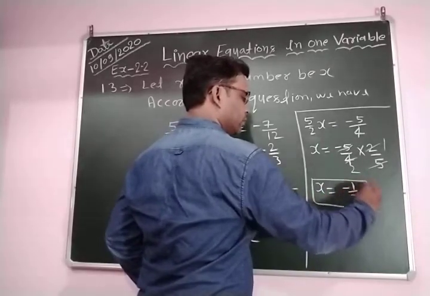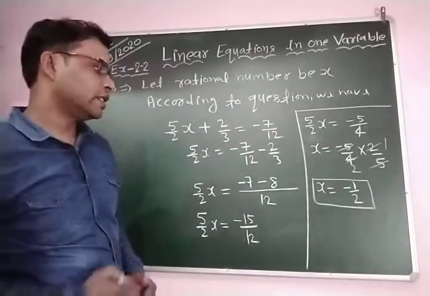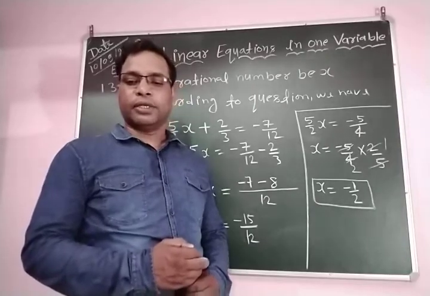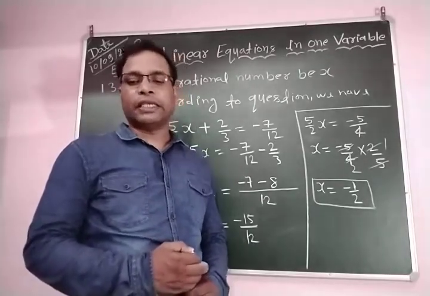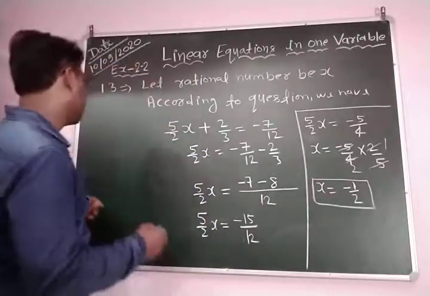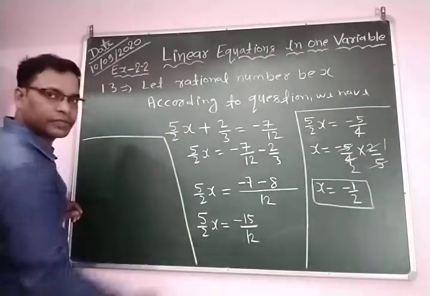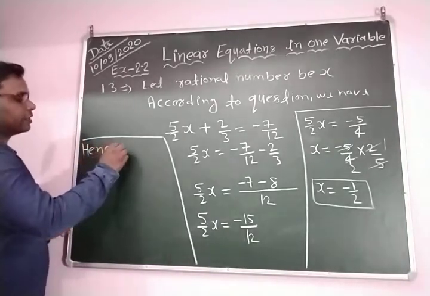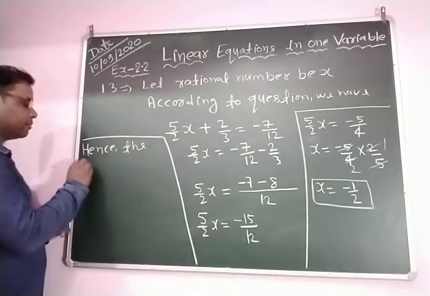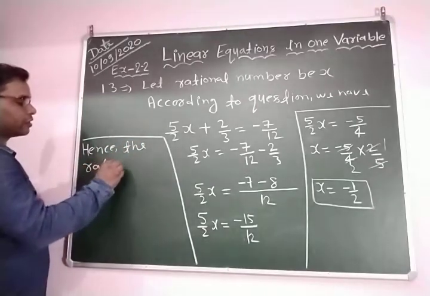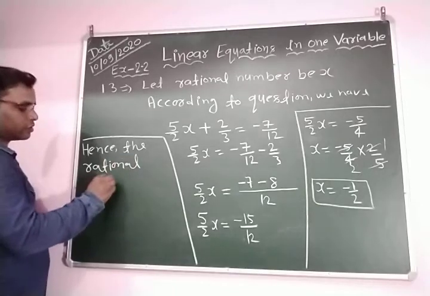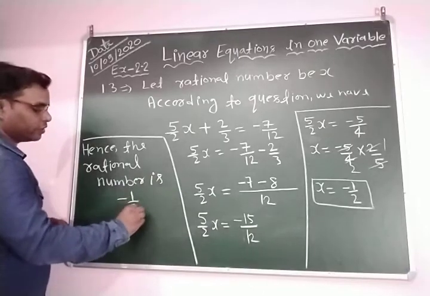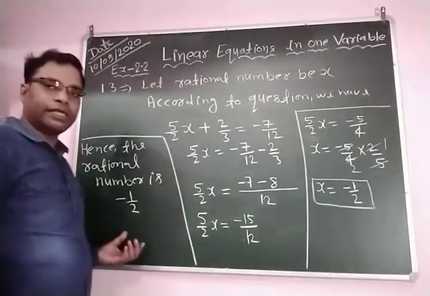Minus 1 by 2. So what is x? x is our supposition that this is a rational number. So we can say the required rational number is minus 1 by 2. Hence the rational number is minus 1 by 2. This is our required rational number.